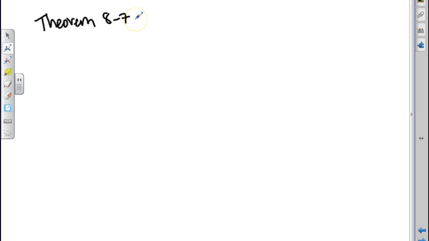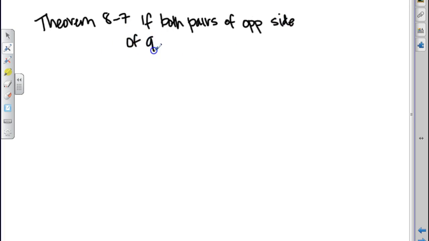It says if both pairs of opposite sides of a quadrilateral are congruent, then the quadrilateral is a parallelogram. So if both pairs of opposite sides of a quadrilateral, so a four-sided figure, are congruent, then the quadrilateral is a parallelogram.